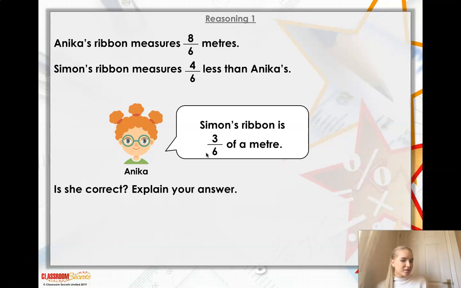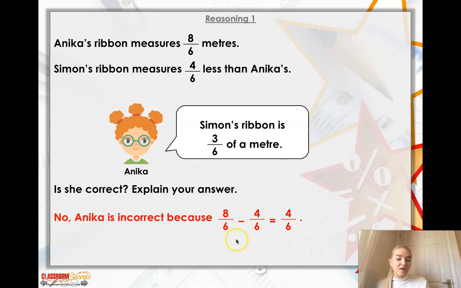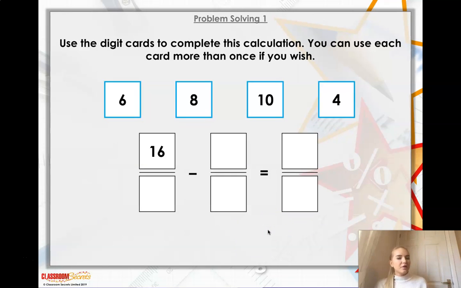So Anika says Simon's ribbon is 3/6 of a meter. Is she correct? No, Anika is incorrect. Why? What does Simon's ribbon actually measure? That's right, Simon's ribbon measures 4/6 because 8/6 subtract 4/6 gives me 4/6. Well done.